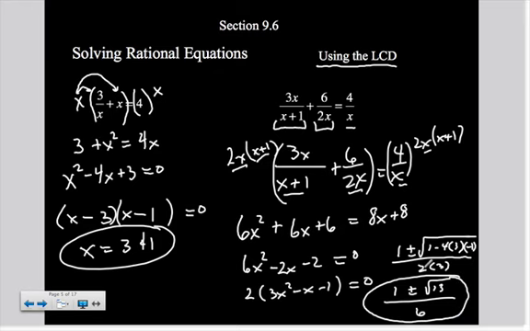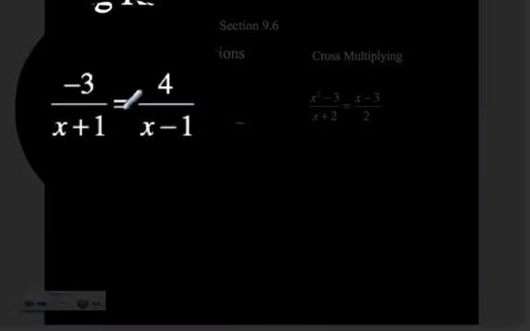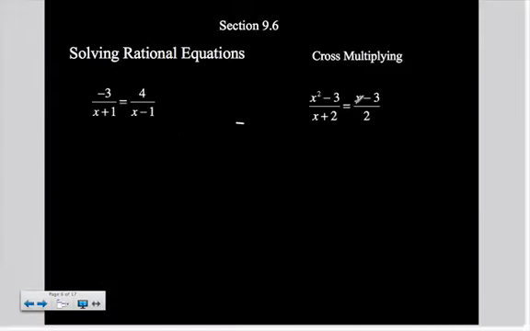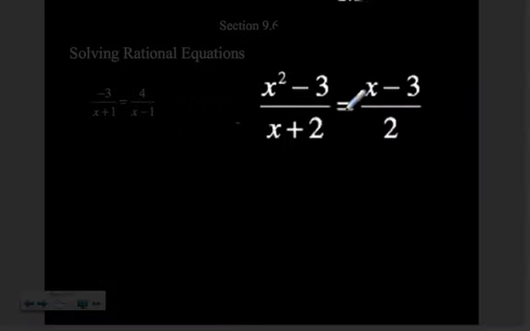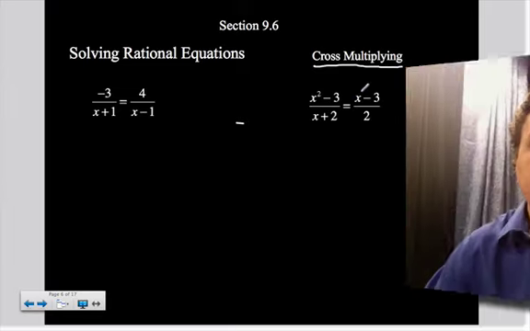Okay, so inherent in solving rational equations, you're going to need to solve quadratic equations. So you'll see throughout this chapter 9 there are a lot of repetition of the things we learned in chapter 5 in terms of factoring and solving quadratic equations. The other form that I might have is a fraction is equal to a fraction. This is the simpler of the two forms, and they're solved by cross multiplying.